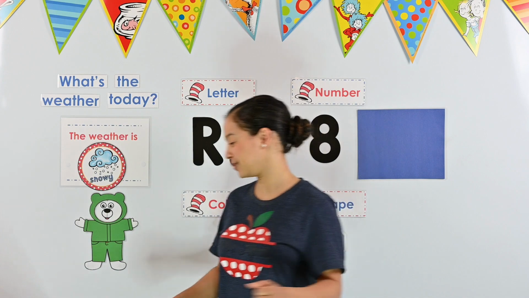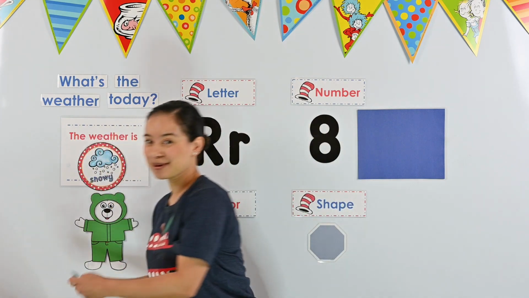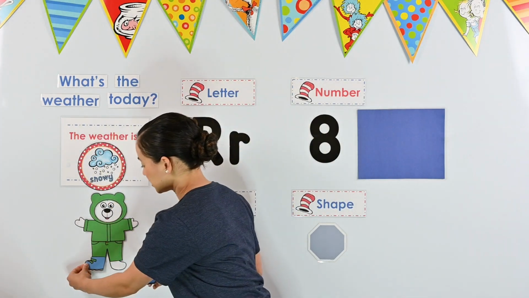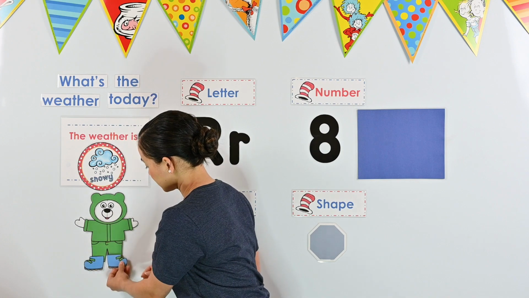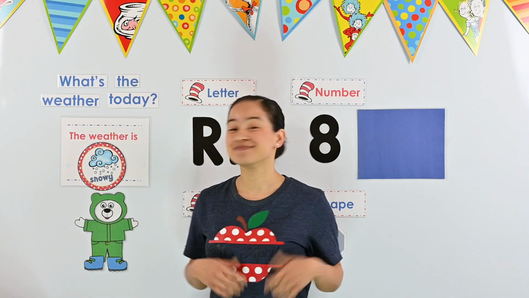Now let's put some shoes on Perry. What kind of shoes should Perry wear on a snowy day? Perry should wear his snow boots. Let's put Perry's snow boots on his feet. 1, 2. Perry has 2 snow boots because he has 2 feet.